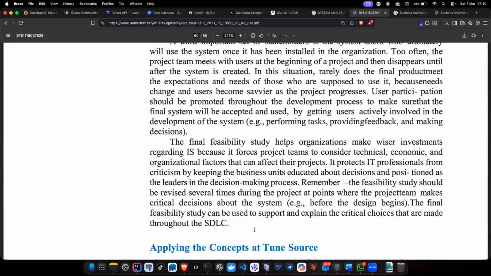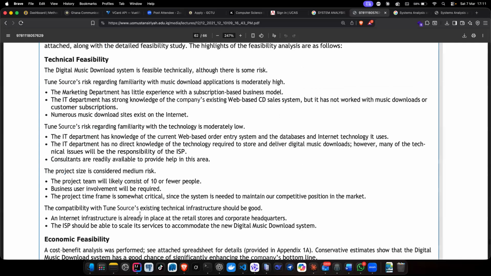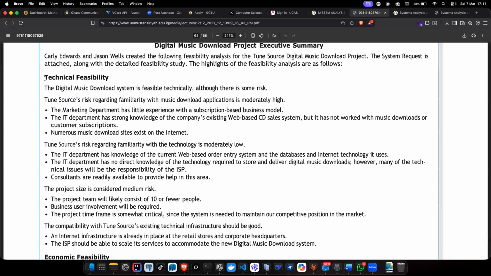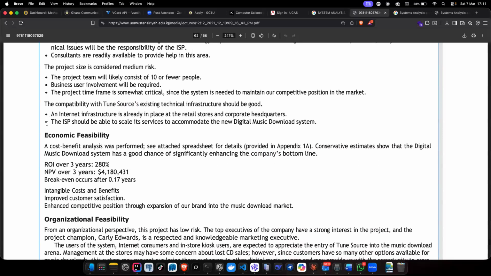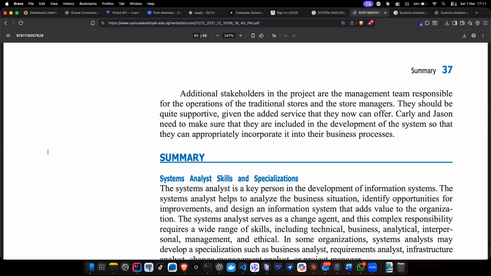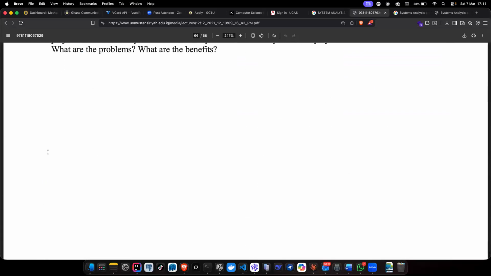Okay. So I will end the class here. And you could see what the feasibility report looks like. This is the project summary. You follow these guidelines. It provides the technical feasibility, the economic feasibility, and so on. You understand? All of these are spelled out in this book so that all of us will follow it.